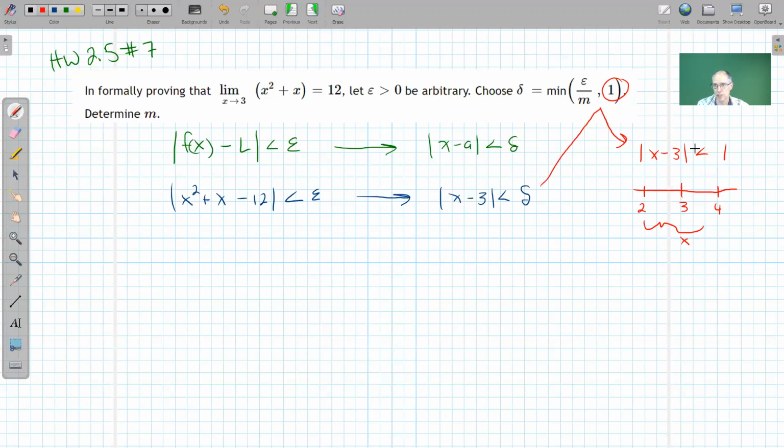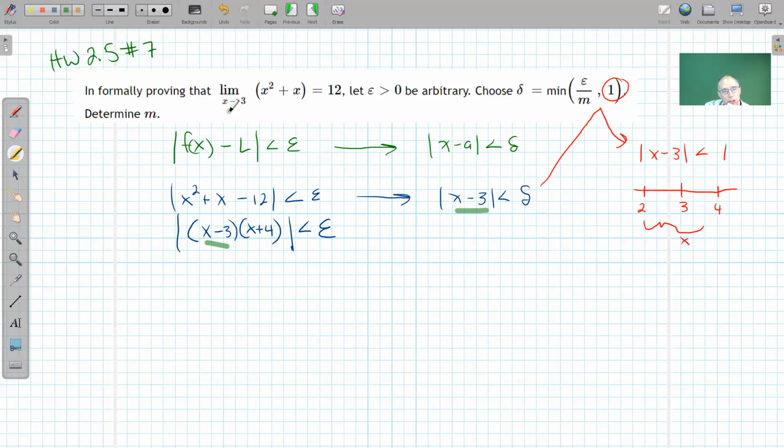All right, so let's see, I don't know how to use that yet. Let's just go over here and play around. What can we do with this? Well, this factors as x minus 3 times x plus 4. So now I have this absolute value here. I'm getting close because I see an x minus 3 here, and my goal is to get the absolute value of x minus 3. Now, this x plus 4 is kind of in the way. I'd like to get rid of that.